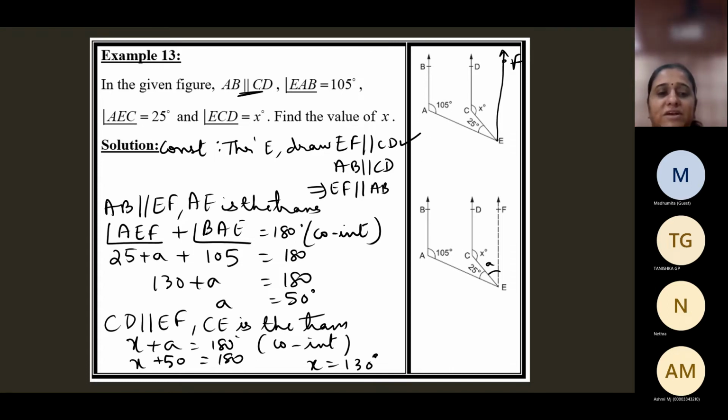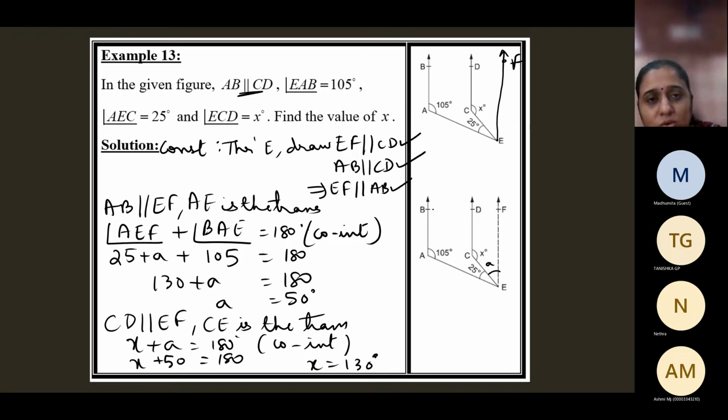But you already know that AB is parallel to CD. So when you compare these two, EF is parallel to AB. So this is how you should always start in figures like these.